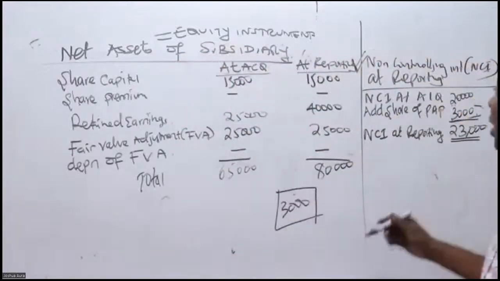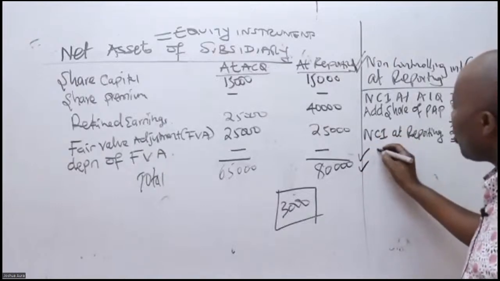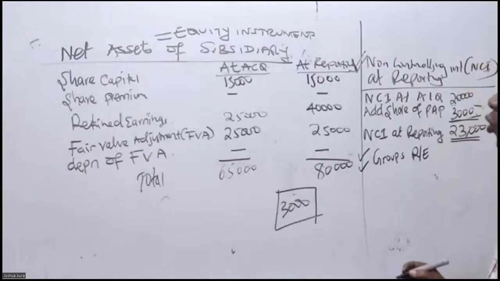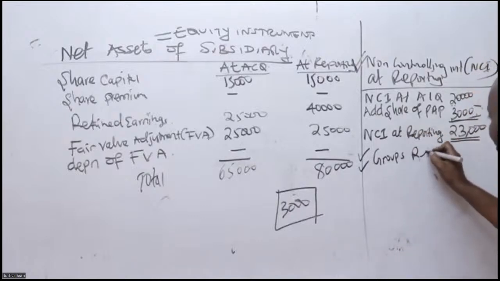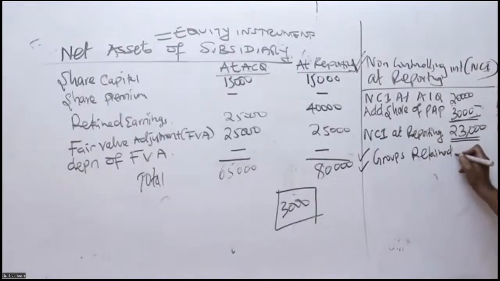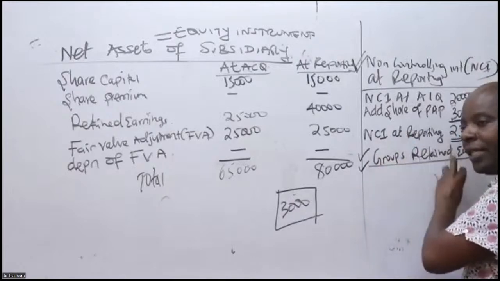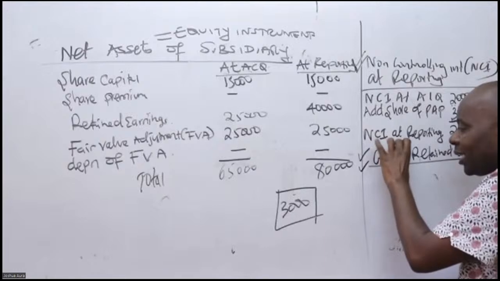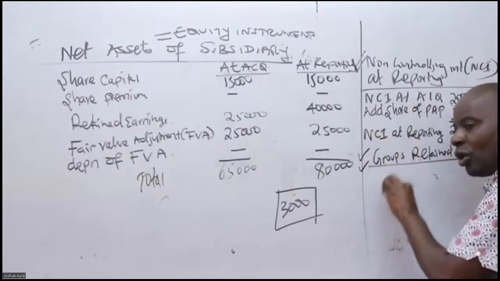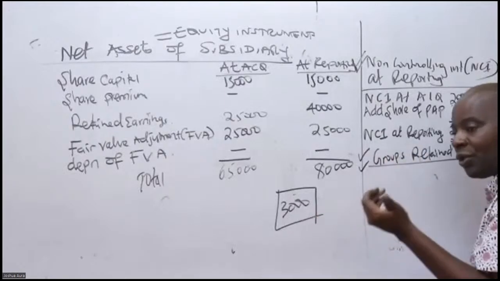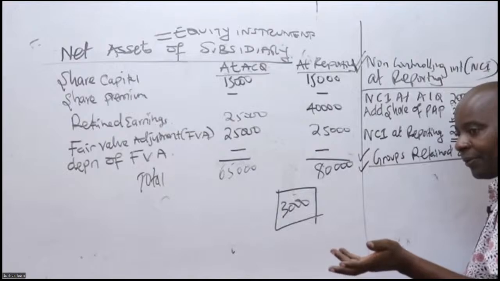Then come and give us what we call the group's retained earnings. Remember, if you are writing this as a title, you must know how to put it in bold. This is your title. When the cursor is still here, you simply press Ctrl+B. Group retained earnings is your title. You must know how to differentiate between titles and the normal write-ups.